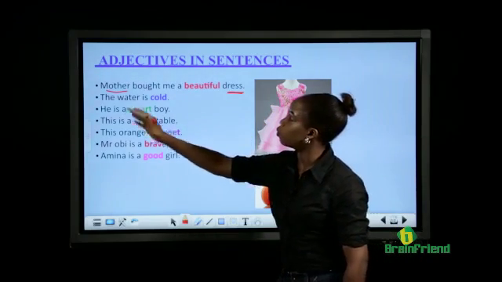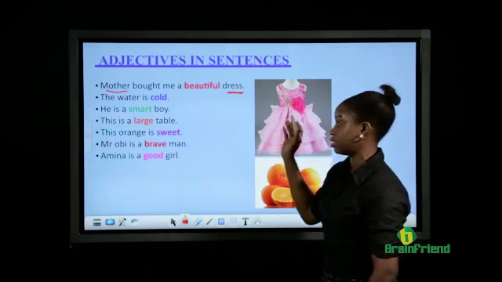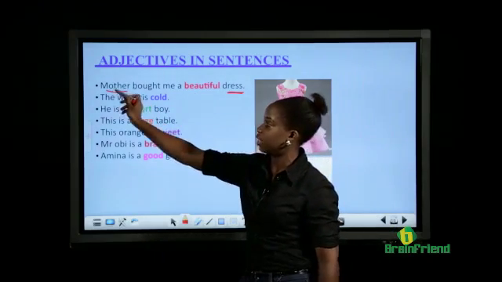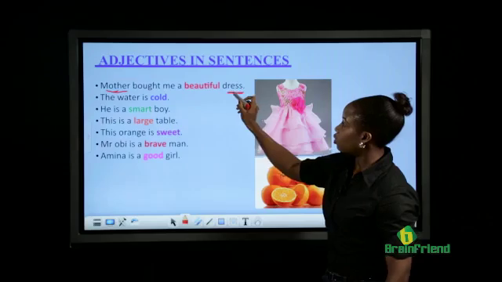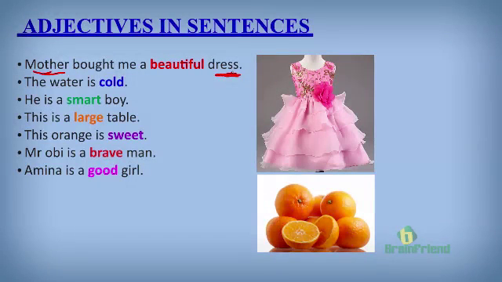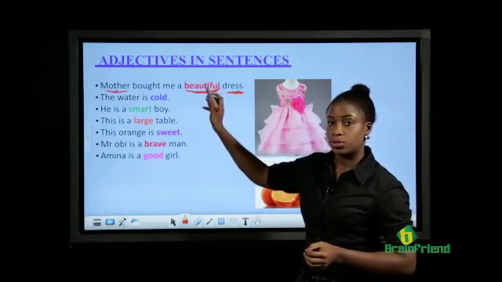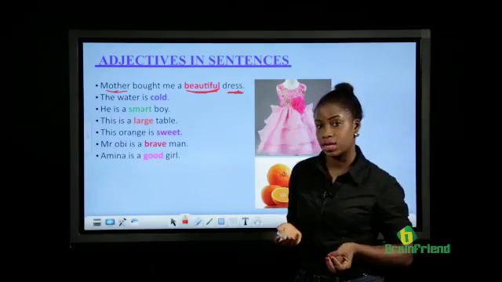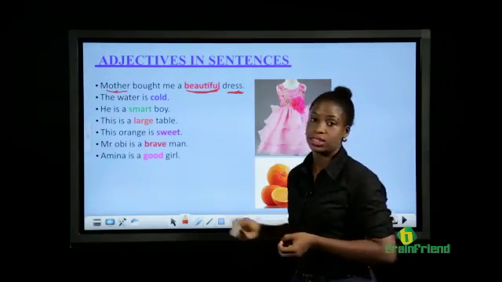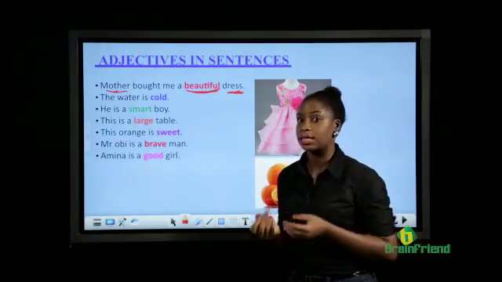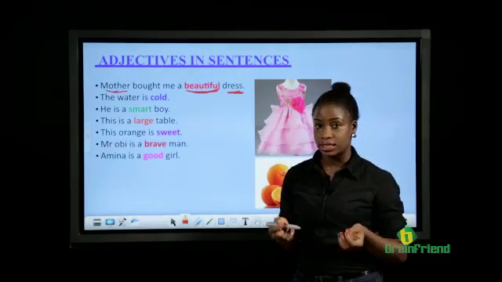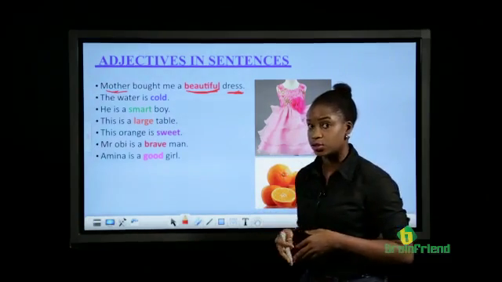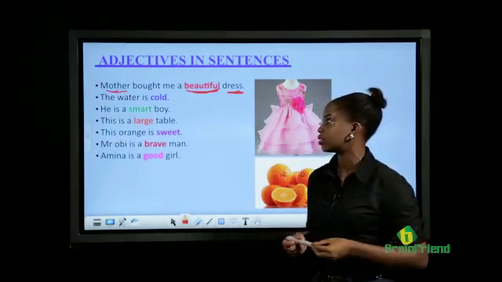Now, can we look for a word that describes the nouns that we have in the sentence? Does any word describe mother here? No. Now, does any word describe dress? Yes. Beautiful. Beautiful is the adjective. You could easily say, mother bought me a dress without the word beautiful, and it still makes sense. But when you say, mother bought me a beautiful dress, it tells you the kind of dress that mother bought. Adjectives provide more information or tell you more about the noun.